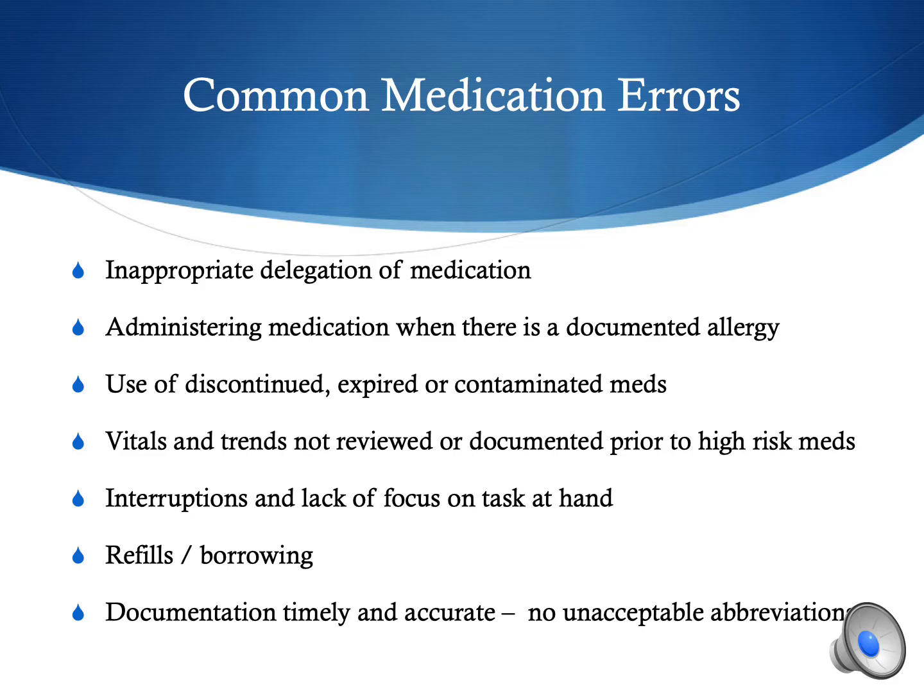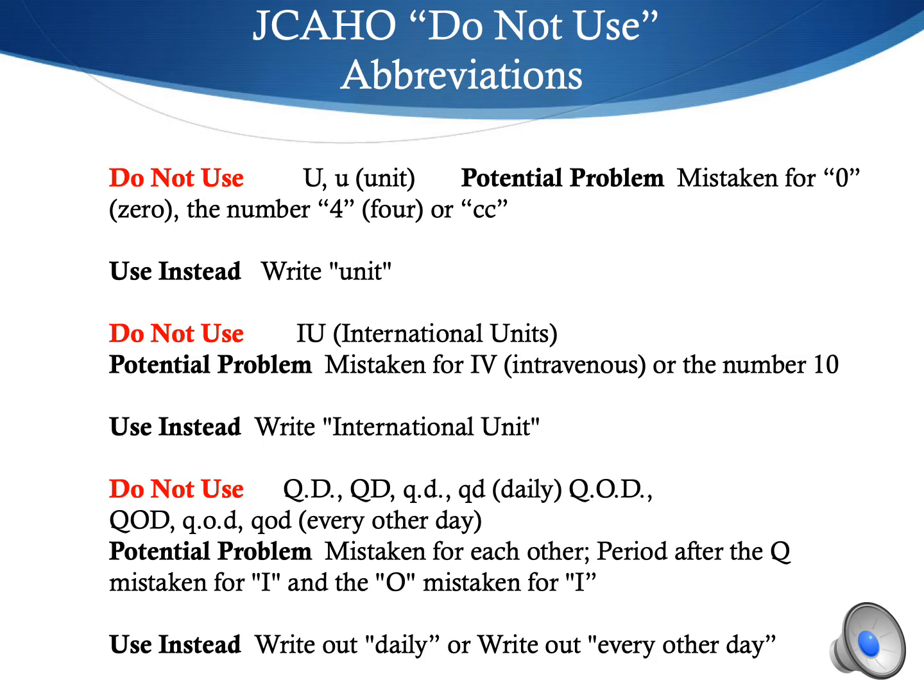There should be no use of unacceptable abbreviations. JCAHO has a list of those abbreviations that are recommended for use. These are a few of the abbreviations you should never see on the MAR. Do not use a U for unit. You can mistake it for a 0 or the number 4. Write out the word unit.